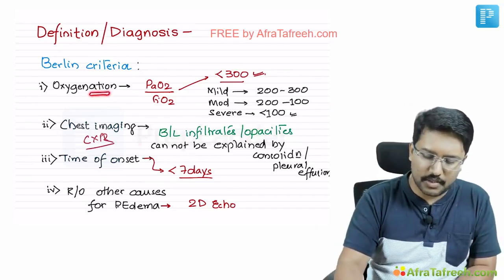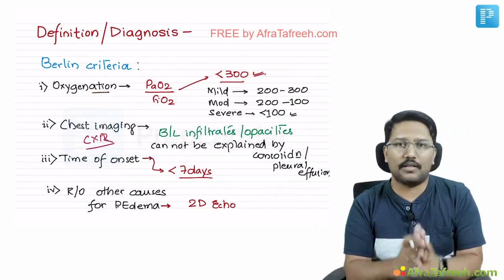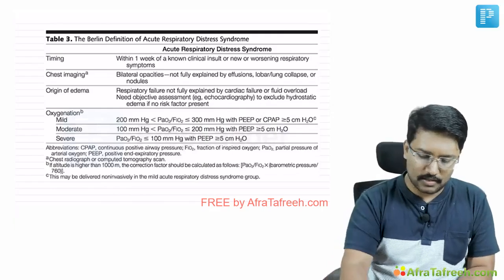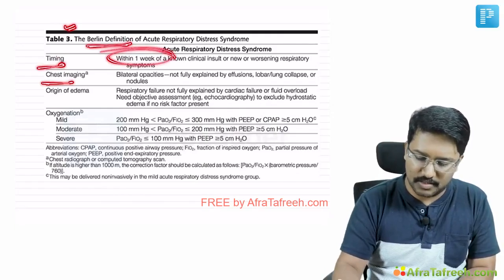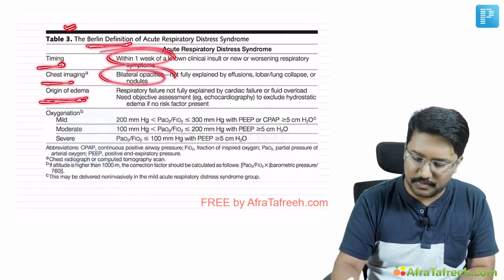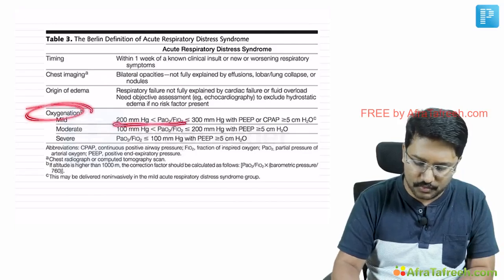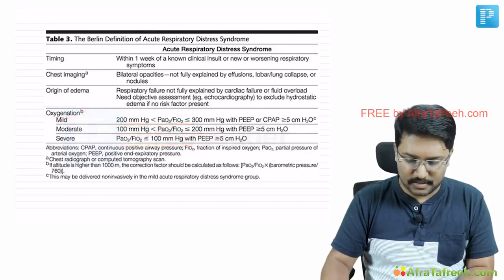Okay, oxygenation wise, PaO2 by FiO2 ratio with a PEEP of 5 should be under 300 to call the case ARDS. Okay, now this is just the Berlin definition that we have already discussed. Timing within 1 week, chest imaging, bilateral opacities, origin of edema, mainly echo to rule out cardiovascular causes, oxygenation mild 200 to 300, moderate 100 to 200, and severe less than 100.